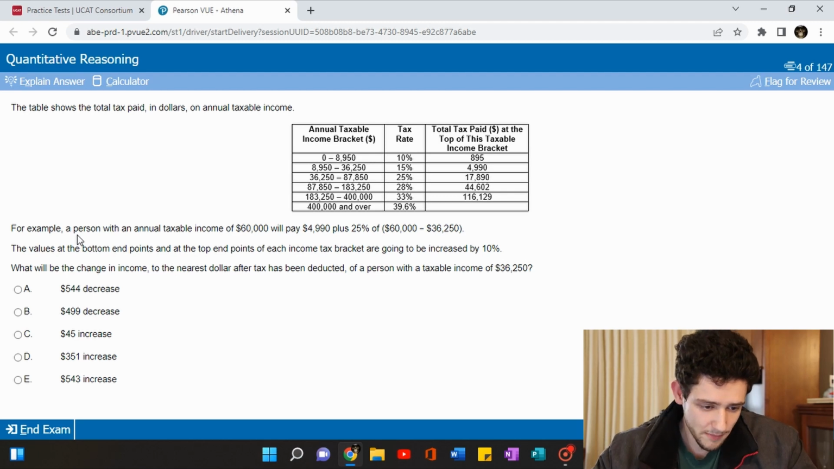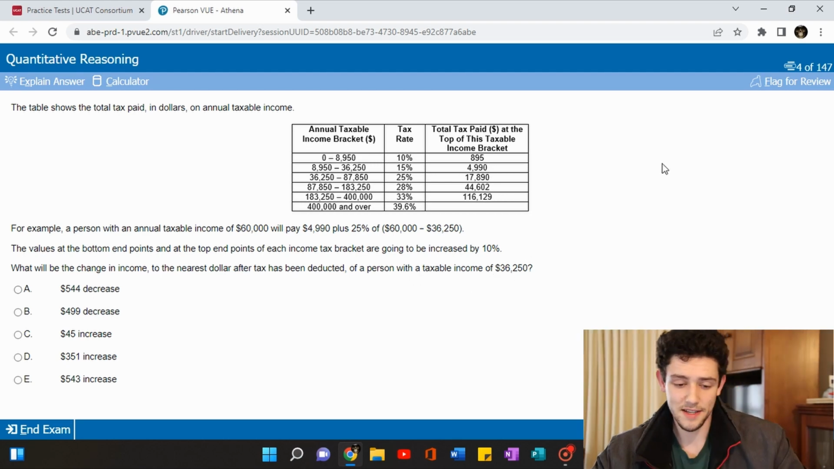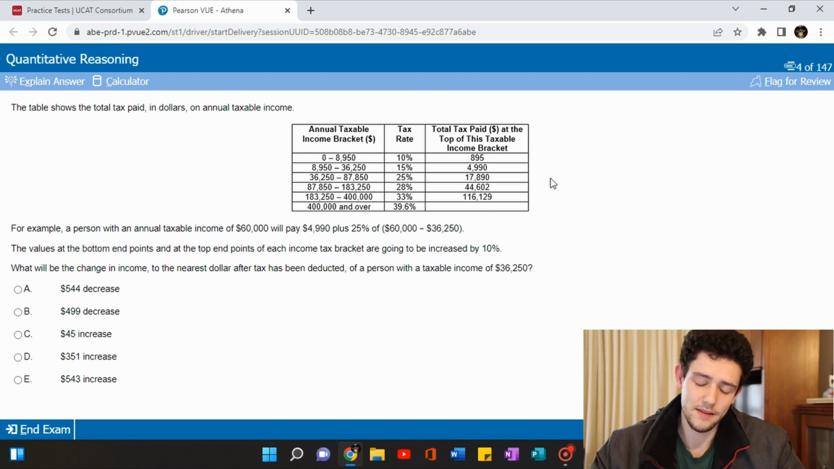The values at the bottom end points and at the top end points of each income tax bracket are going to be increased by 10%. What will be the change in income, to the nearest dollar, after tax has been deducted of a person with a taxable income of $36,250? If I was in the actual test and this question came up, I just know right away that it's going to require multiple calculations. For the purpose of this video, we'll just skip this one right now because it would take a bit too long, and I want to get to the other questions.